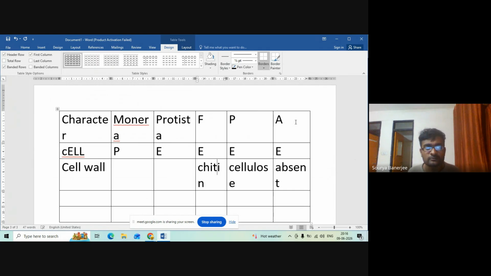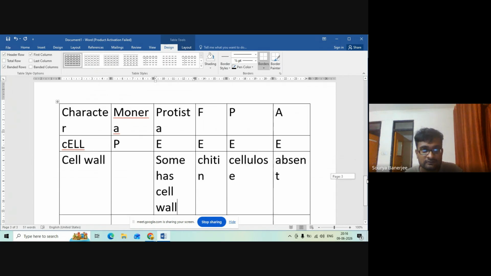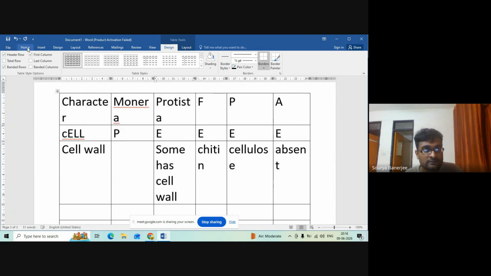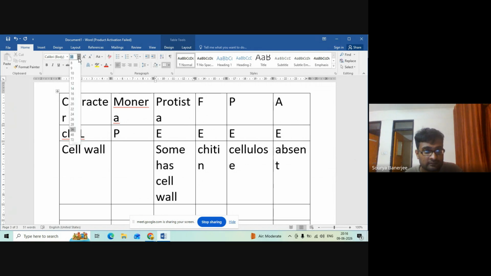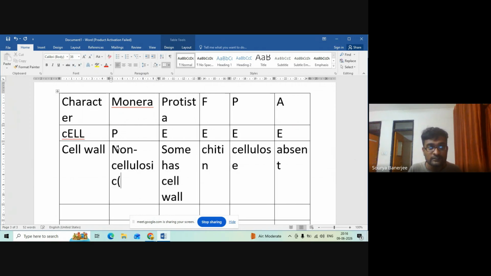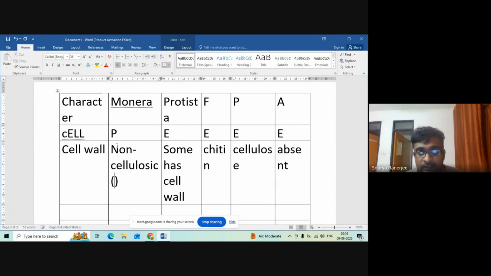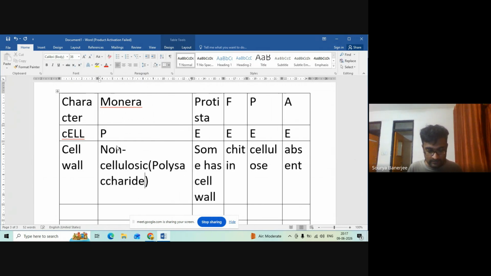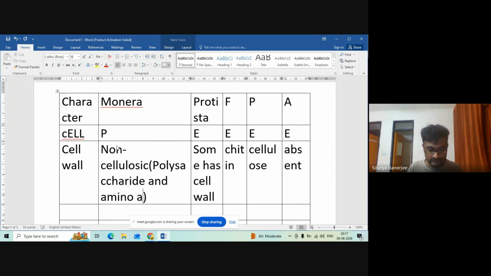In case of Protista, some have a cell wall, not all, and the cell wall composition is completely different. Please remember that. Now coming to Monera, what kind of cell wall is there? Non-cellulosic cell wall. Non-cellulosic means cellulose is not present in the cell wall, but the cell wall is there. So what is it made up of? The chemical composition is polysaccharide and amino acids.